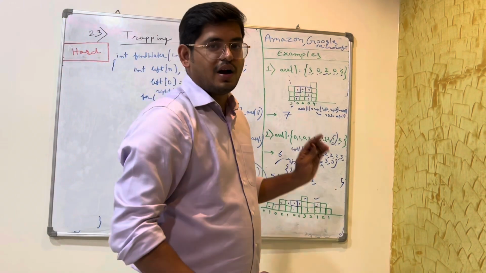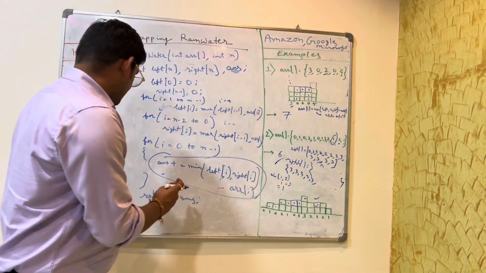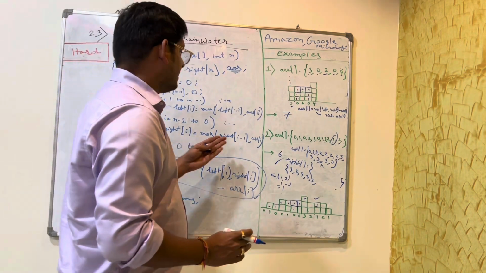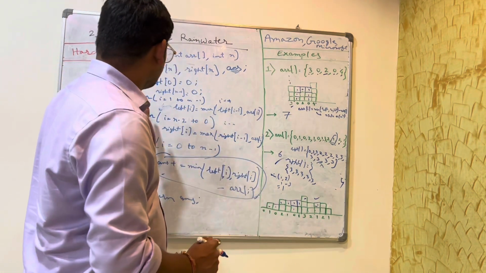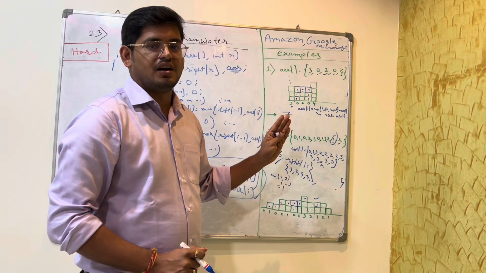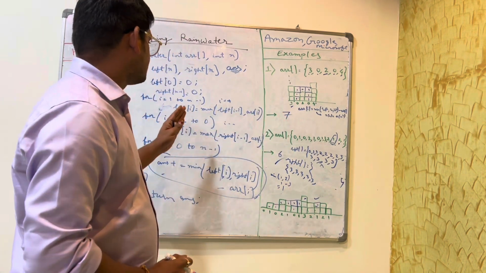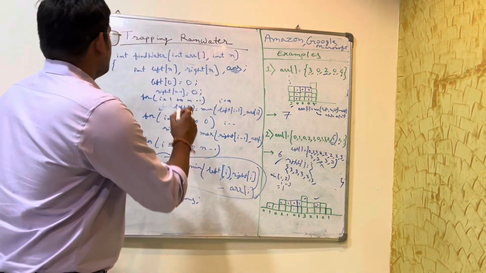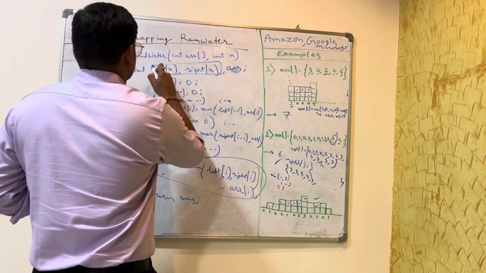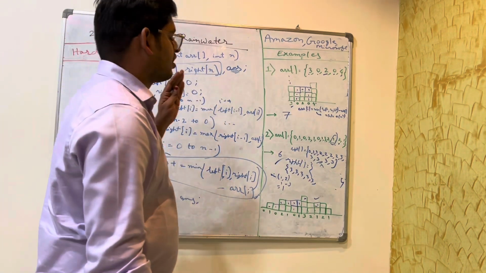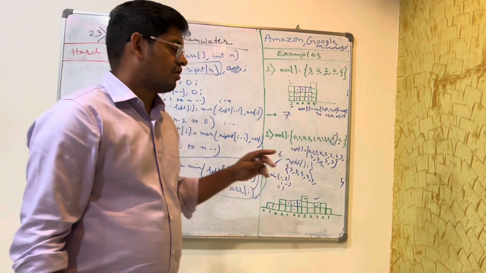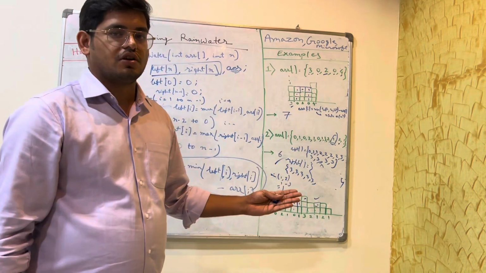Fine. So what is the time complexity here? Order of n, we have already discussed, but what is the space complexity? Earlier we were not using any extra data structure, but here we have taken 2 extra arrays. So the space complexity would be order of n. Time complexity is order of n, and the space complexity is order of n.